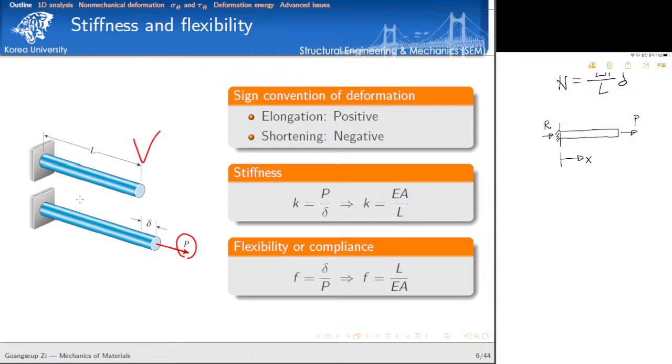X. This is choice 1, case 1. Then if I do that, if you use the force equilibrium for a whole system, R is equal to minus P. So what does it mean? Actually, the reaction is working in this direction because of the minus sign, isn't it? And then let's calculate the internal force.